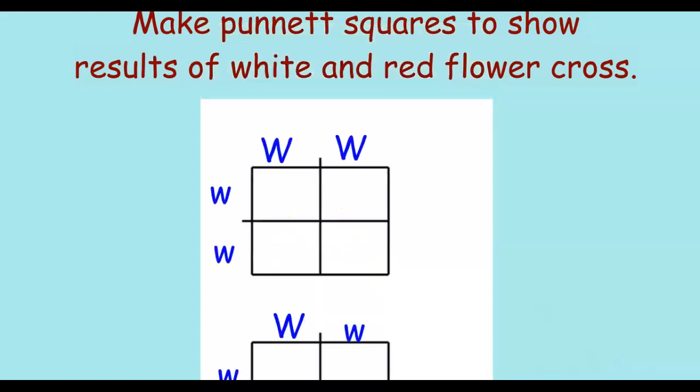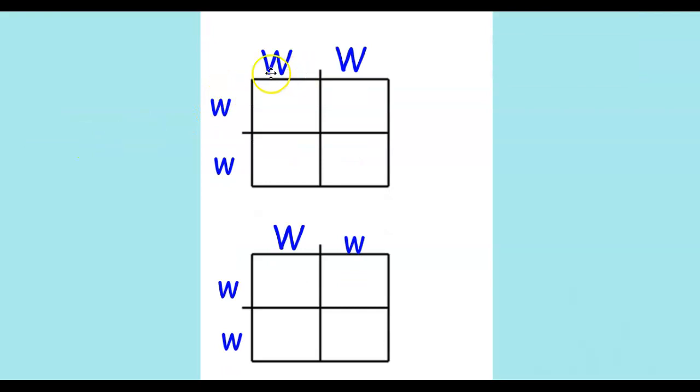Since we don't know what it's going to be, we're going to have one square with the capitals and one with a capital and a lowercase. And these 2 are both lowercase. Okay? When you fill in your Punnett squares, you get to predict what those flowers would look like. And if they have any capital W's, they're going to have white.